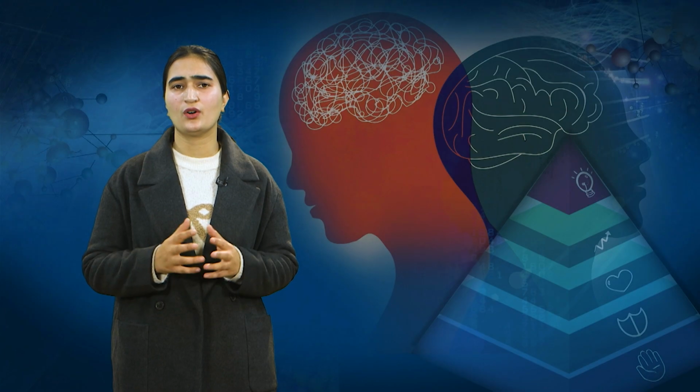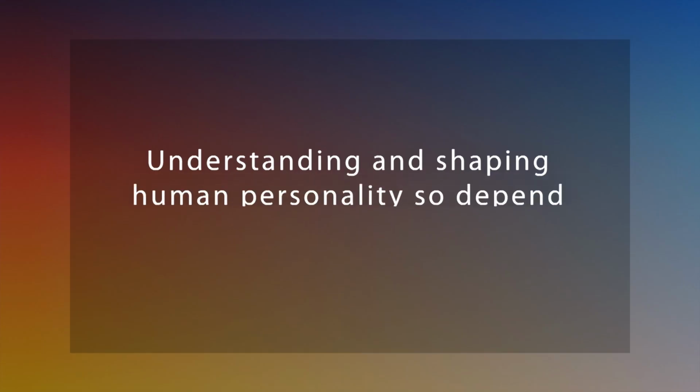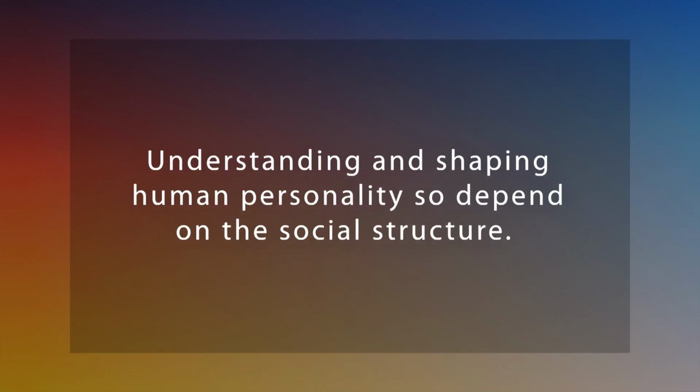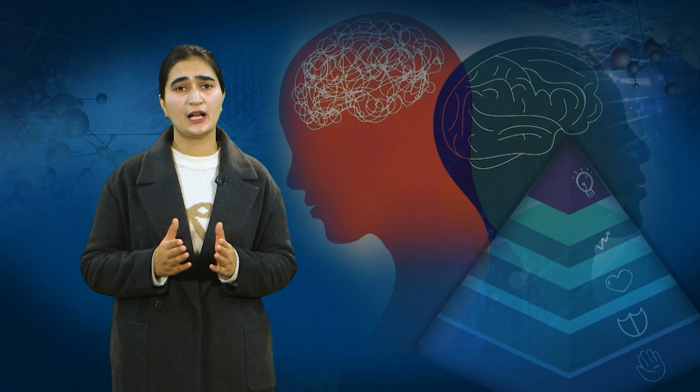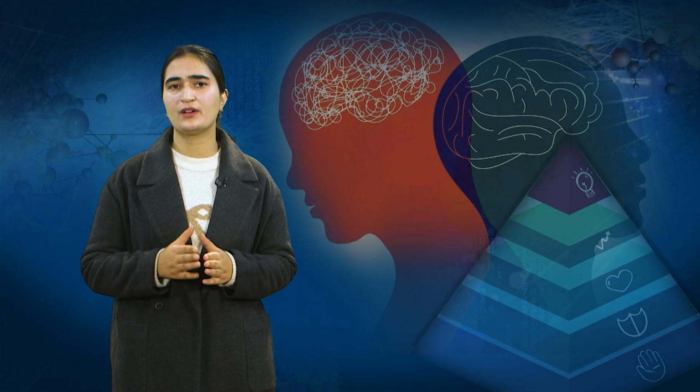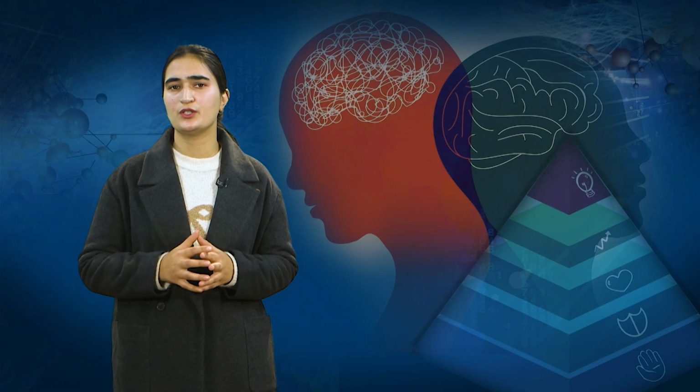Given the importance of social and cultural factors, Fromm thinks it is essential to examine both the history and present structures of society in order to understand the structure of its individual members. Understanding and shaping human personality so depend on the social structure. The culture should reflect the individual. Whether a personality is healthy or unhealthy depends on the culture which fosters or stifles human development.